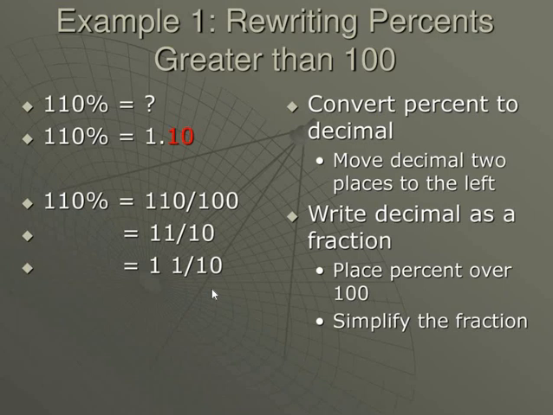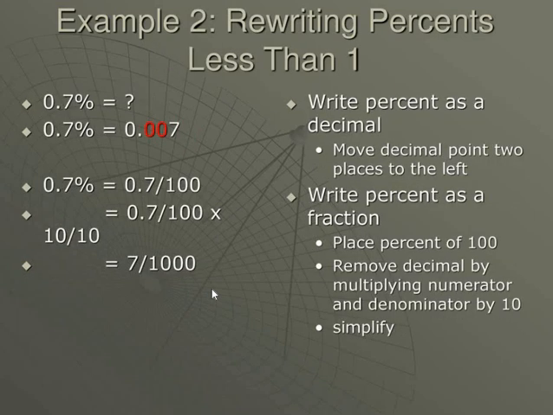Now let's take another example in which we have percents less than 1%. As I said before, if I'm talking about percents that are less than 1%, for sure you will see a decimal point and decimals. Now let's rewrite 0.7% as a decimal and as a fraction.